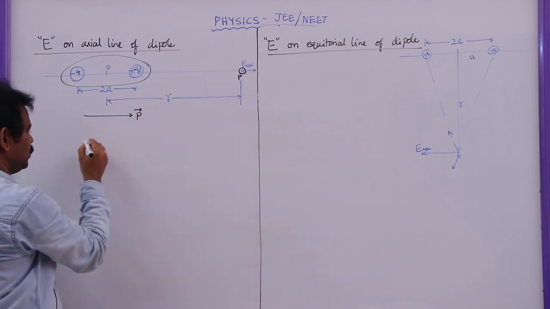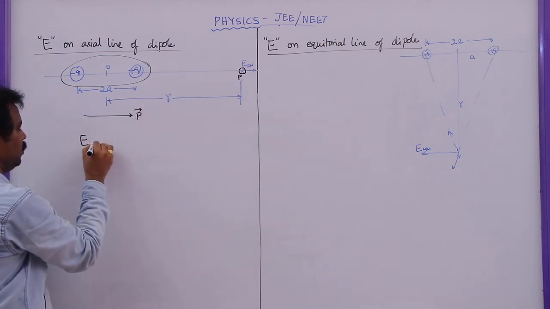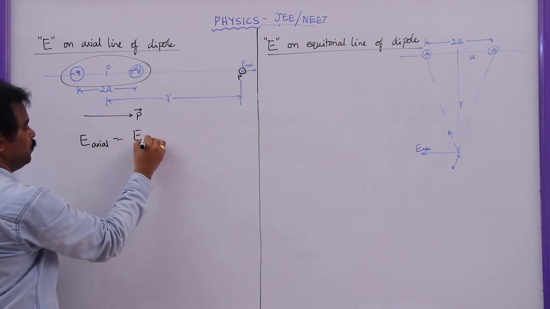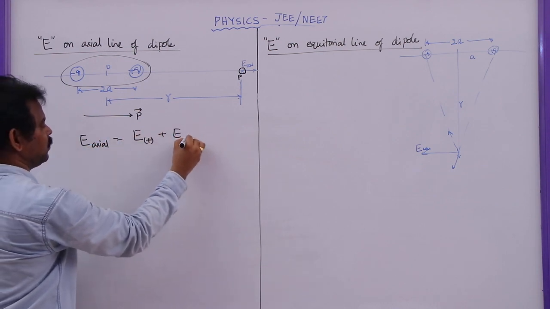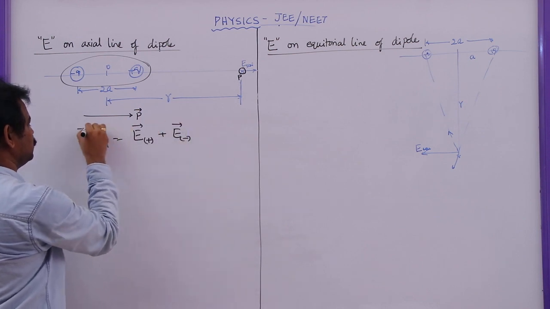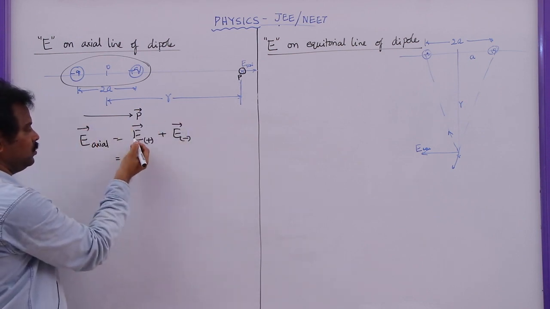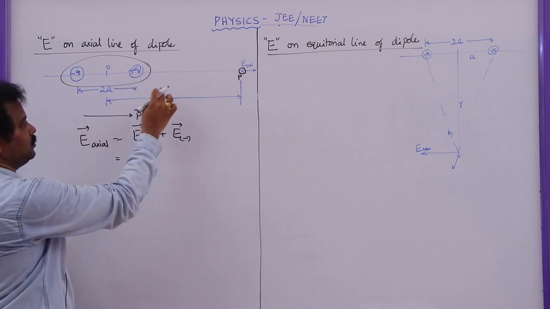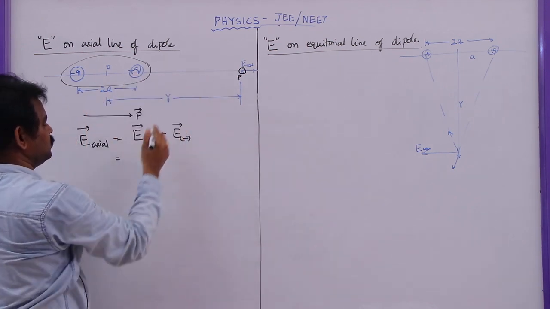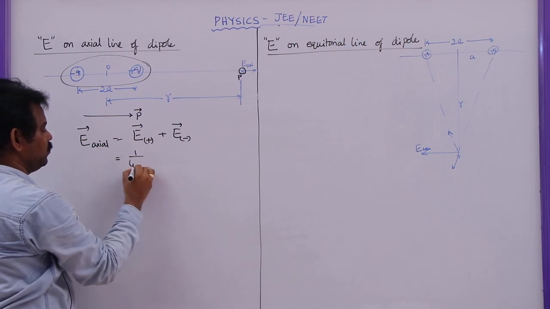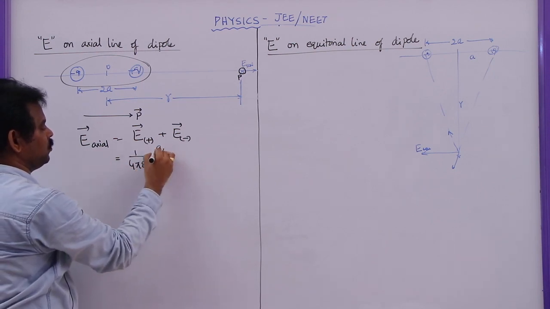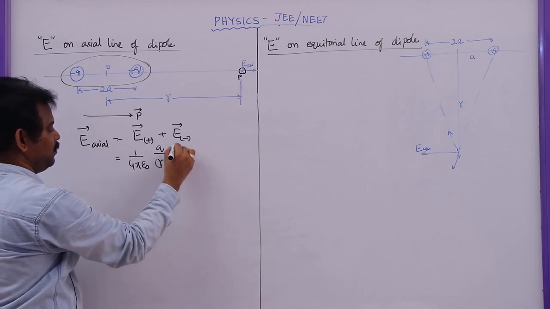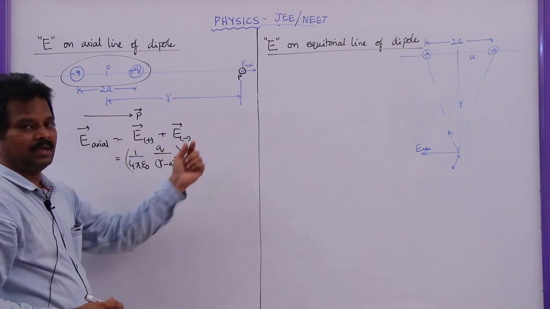To find the electric field on the axial line, we can write that it is the electric field due to the positive charge plus the electric field due to the negative charge. Now we know the equation for the electric field due to a point charge at a distance. This is R, this is A, this is R minus A, which we can write as 1 by 4 pi epsilon naught q by R minus A whole square, minus. Why is it minus?